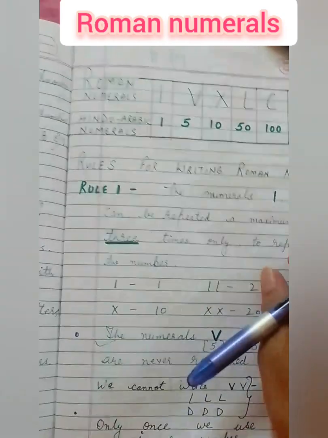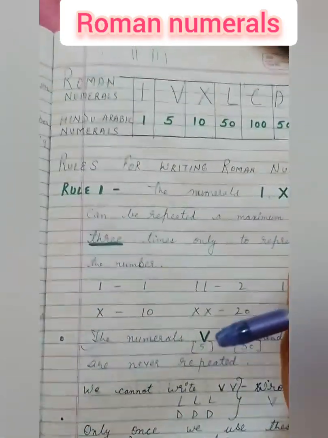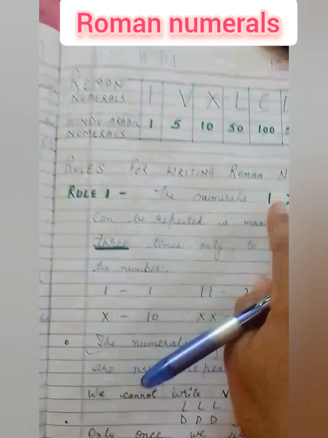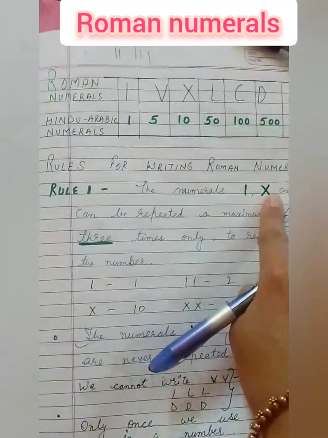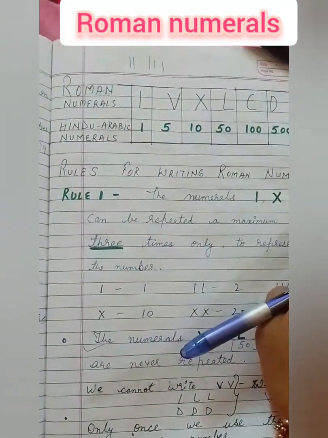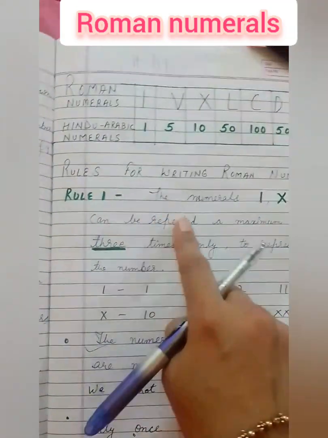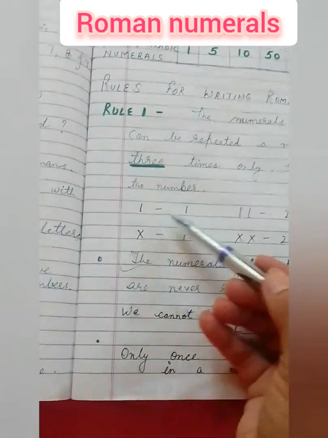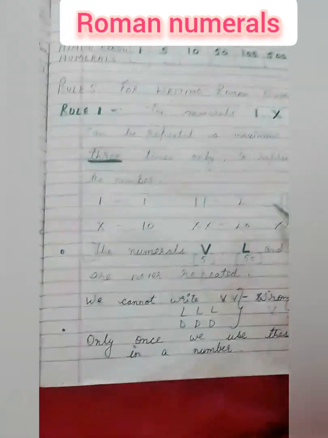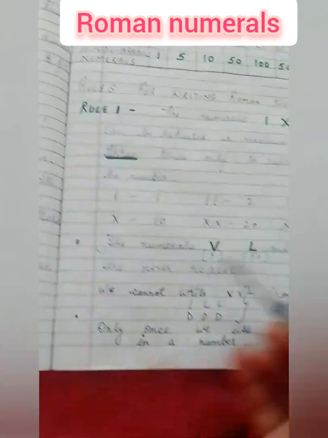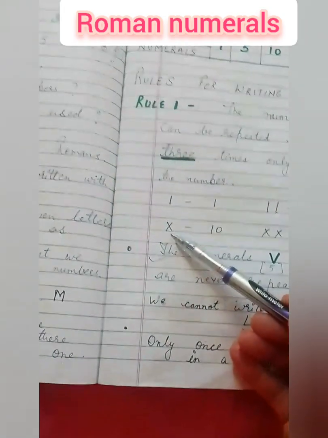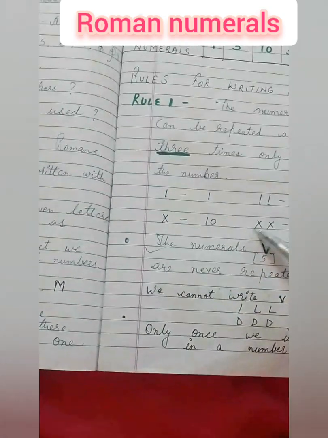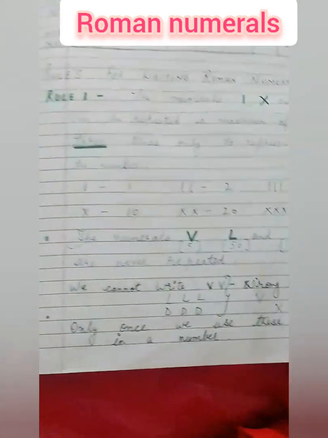हम इन numbers को सिर्फ 3 times repeat कर सकते हैं, not more than 3 times. The numeral I stands for 1, X stands for 10 and C stands for 100. These can be repeated a maximum of 3 times only. So here 1 I is 1, 2 I means 2, 3 I means 3. ऐसे ही X stands for 10, double X stands for 20 and triple X stands for 30.